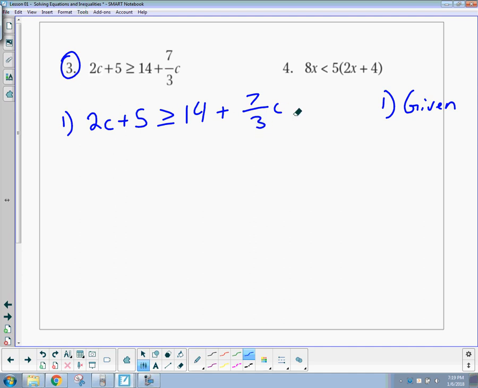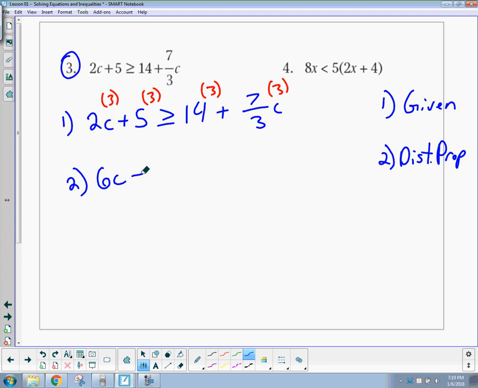Okay, so I'm just going to put a little 3 up here, a little 3 on this 5, a little 3 on this 14, and a 3 over here on this fraction. Okay, those 3's remind me I'm multiplying everything by 3. Again, I'll argue that we're doing the distributive property, being that everything's being multiplied by 3. So, 2 times 3 is 6c, plus 5 times 3 is 15, greater than or equal to. The fact that I'm not multiplying by a negative, we don't need to flip our sign.